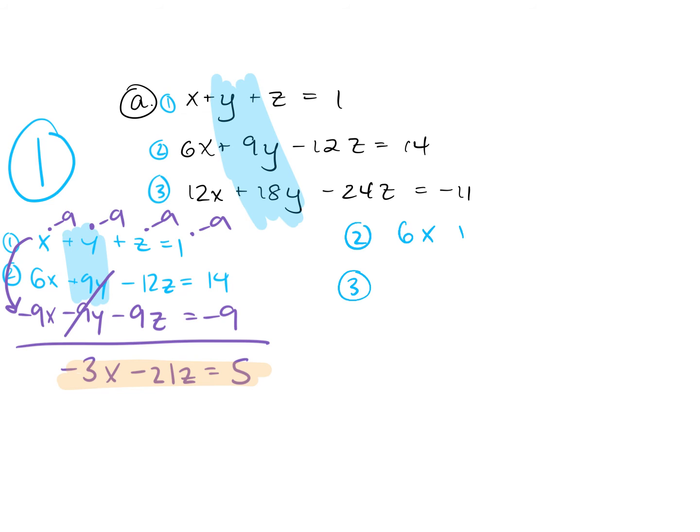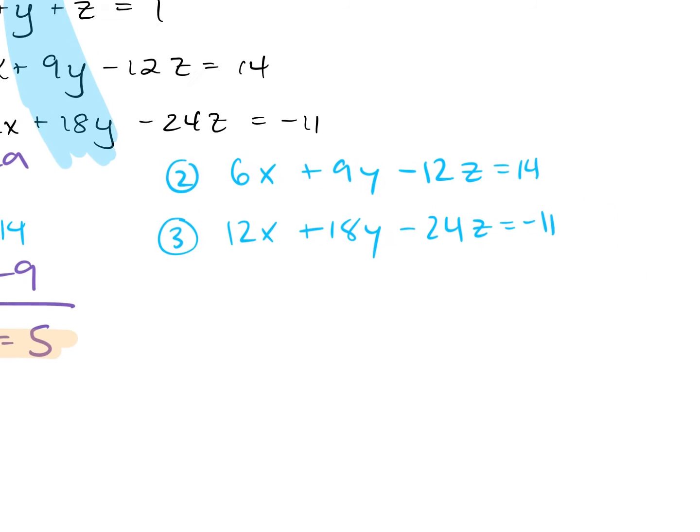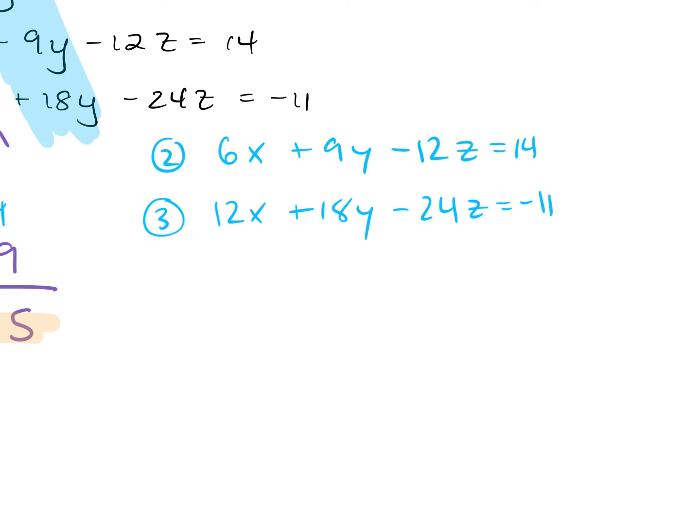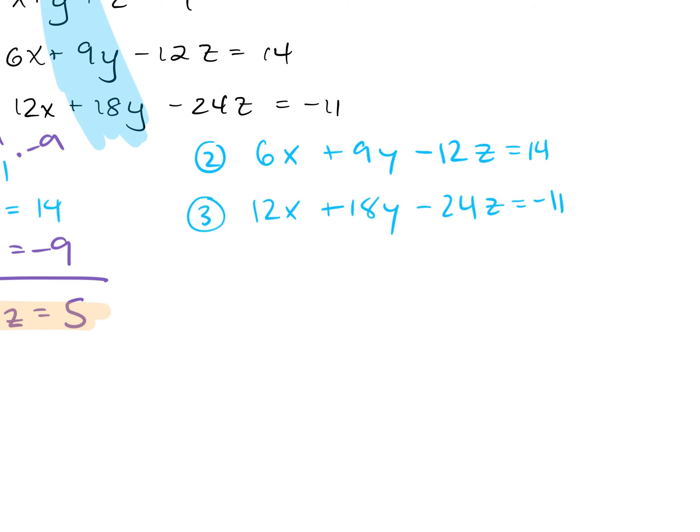So I have 6x plus 9y minus 12z is equal to 14. And 12x plus 18y minus 24z is equal to negative 11. So which variable am I canceling out? The y. Since I picked y to start, I have to stick with y and cancel that one out. So I have a 9y and a positive 18y. I have to multiply the first one by negative 2.